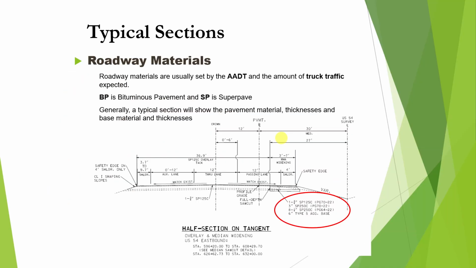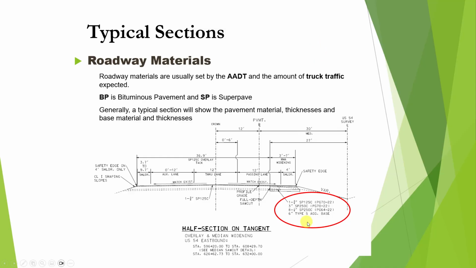So let's go to the next slide. See what we got out here. Okay, roadway materials. Roadway materials are usually set by the AADT and the amount of truck traffic expected. BP is bituminous pavement and SP is Superpave. Generally, a typical section will show the pavement material, thickness, and base material and thicknesses.